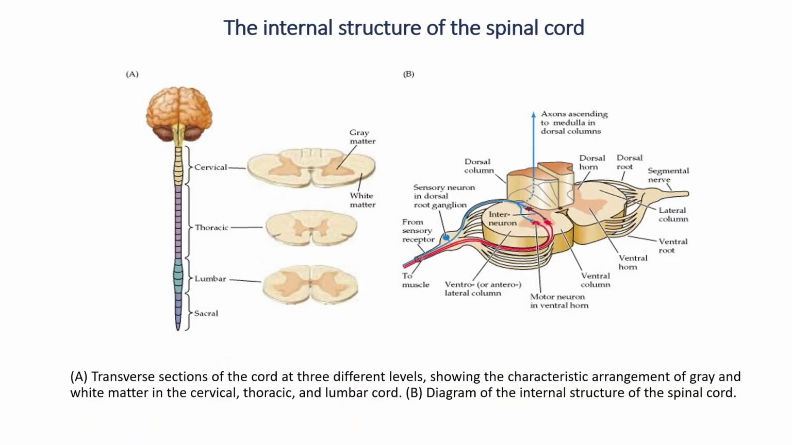So this is the basic structure of a spinal cord. In the adjacent figure, you can see the transverse section of the cord at three different levels: the cervical, the thoracic, and the lumbar sacral, which is not shown. Here in the transverse section of the spinal cord, you can see the internal structure. The gray matter is situated at the center, while the white matter surrounds it.